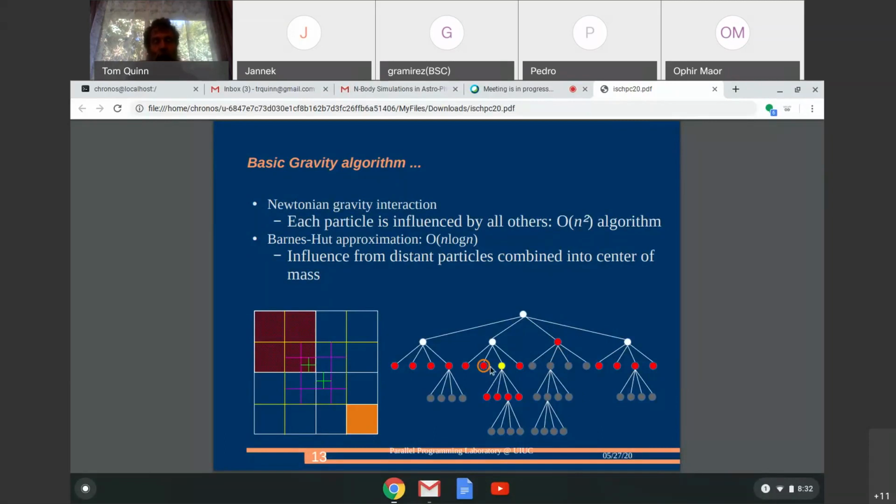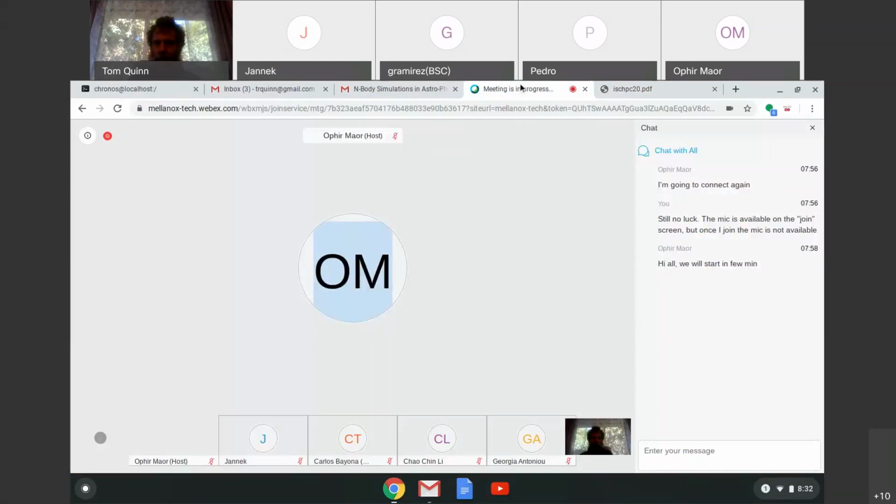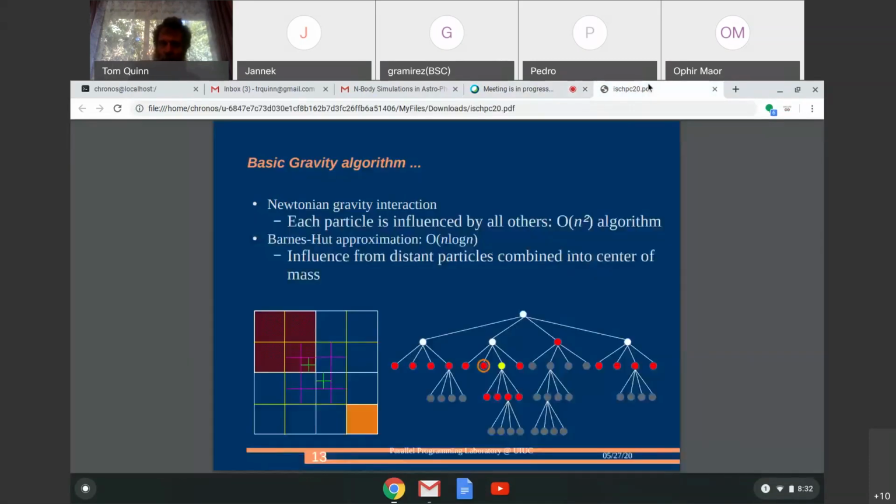And so for this particular point, the yellow volume, instead of traversing the entire tree, we can just take the nodes of the tree indicated by the red points. And by doing so, we reduce the complexity of the algorithm from n squared to approximately n log n. And let me pause there. People have questions about the algorithm? Okay.